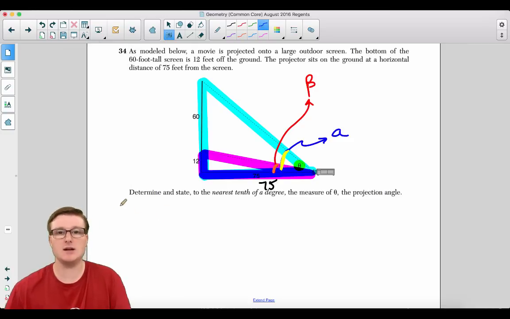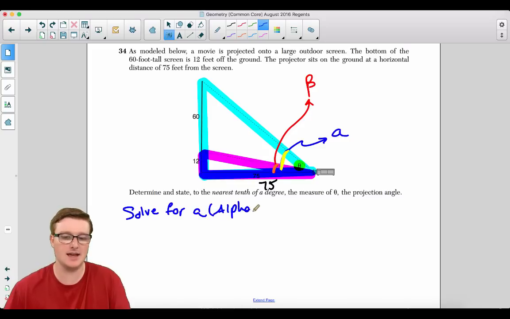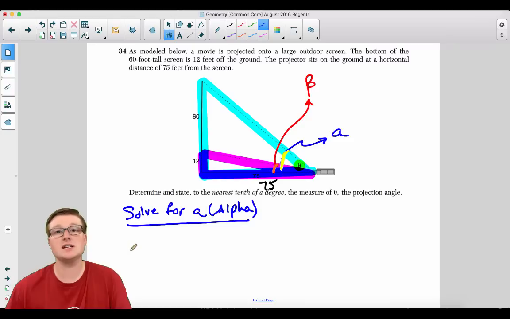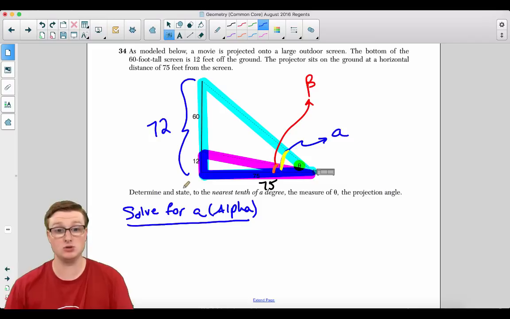So the first thing that I'm going to do is solve for alpha. And I just call it alpha. You don't have to say alpha. I just like calling it that. Okay? So we are using tangent. By the way, the addition of 60 and 12 is 72. That's important because that's the whole side of the blue triangle.